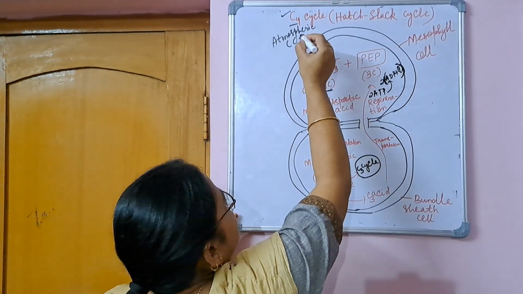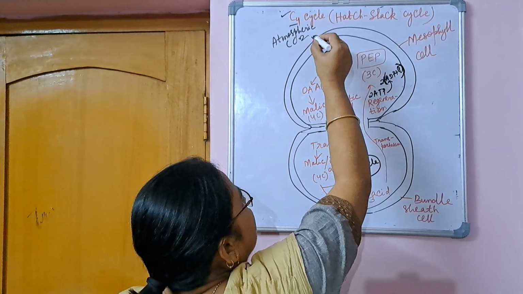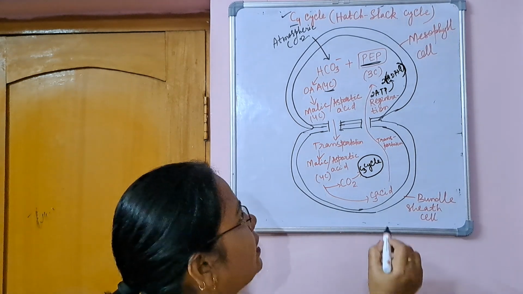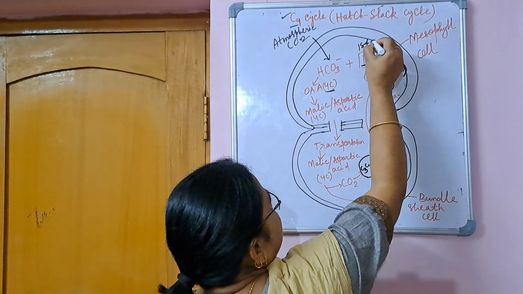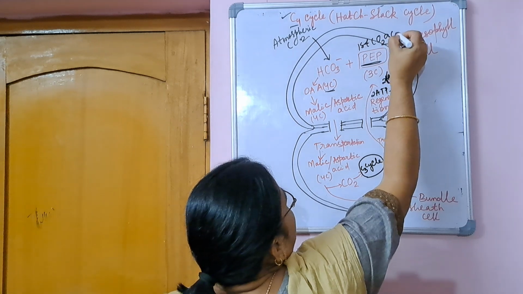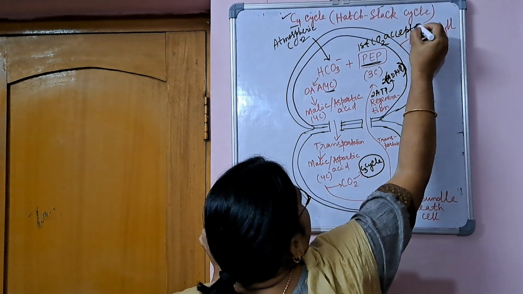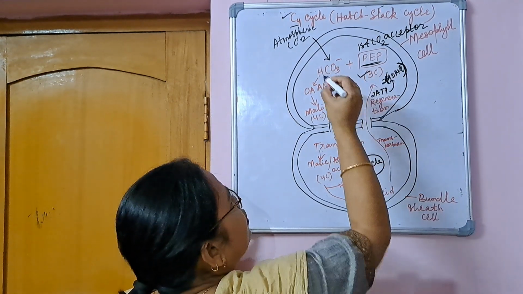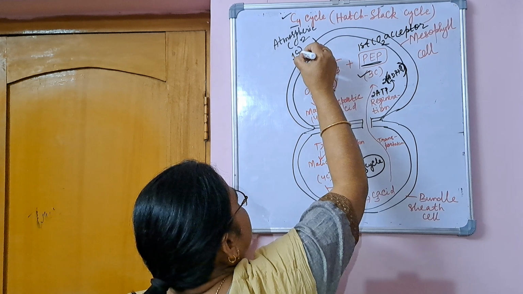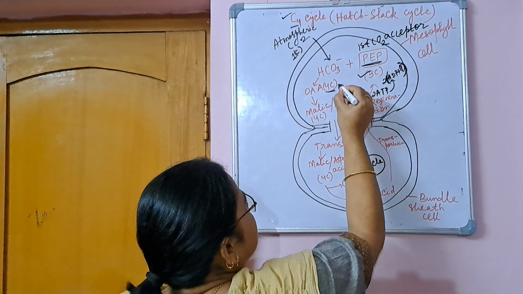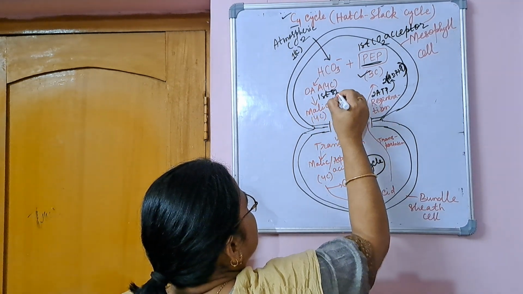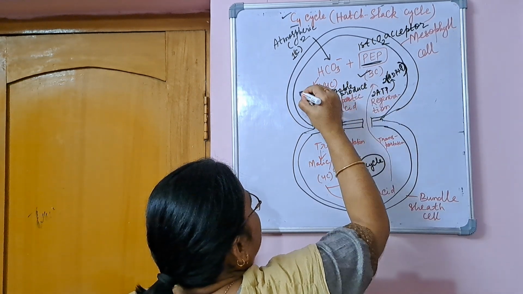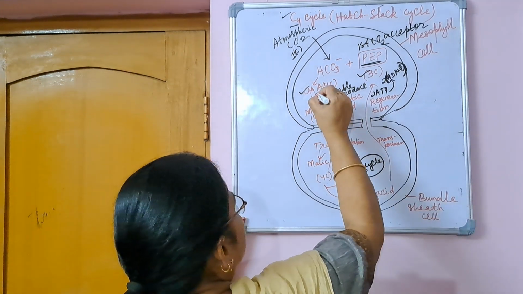Now here what happens, first this atmospheric CO2 is accepted by PEP, that is phosphoenol pyruvate, that is the first carbon dioxide acceptor. And this PEP, phosphoenol pyruvate, is a 3 carbon compound, and here 1 carbon is received, so it is forming the first stable product, that is OAA, oxaloacetic acid.